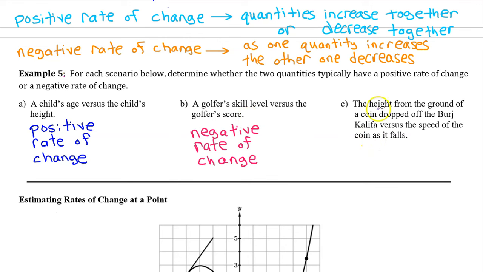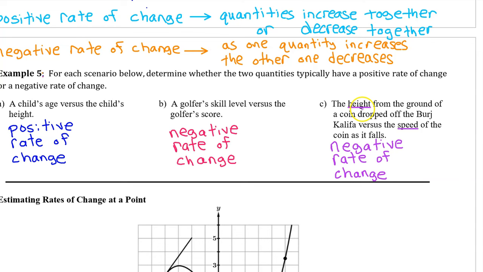Part C. What about the height from the ground of a coin dropped off the Burj Khalifa versus the speed of the coin as it falls? I have no idea how to pronounce that, by the way. But I know that the height of the coin from the ground and the speed of the coin as it falls will have a negative rate of change, because as the height from the ground decreases, the speed increases.